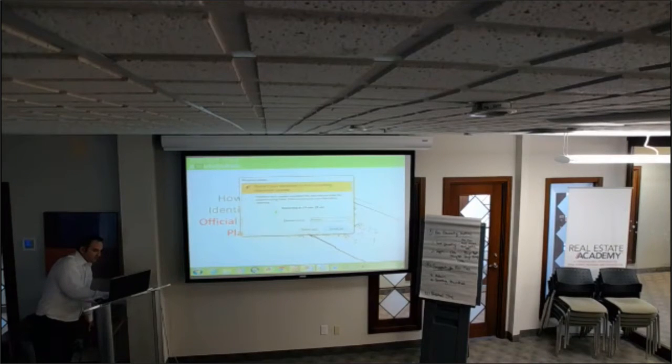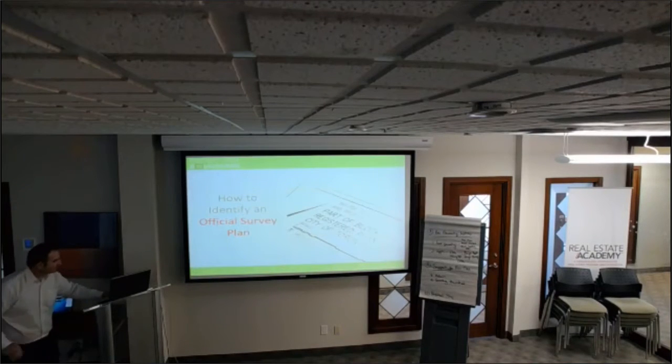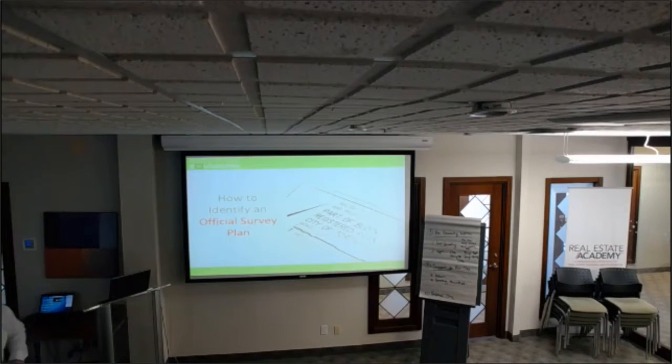Okay. All right. So let's start off with how to identify an official survey plan. This on your cheat sheet is B. I don't know why it's not A. It's B on your cheat sheet. Okay. So how to identify an official survey plan?